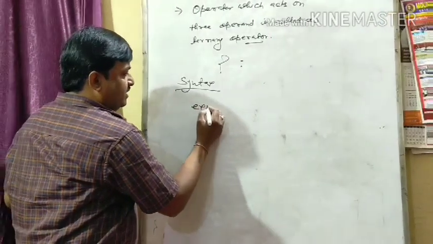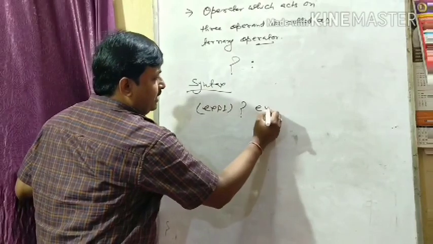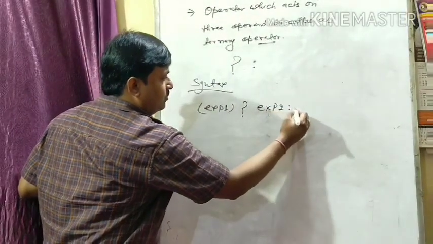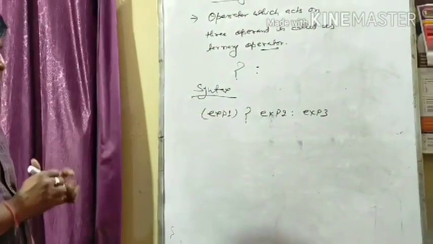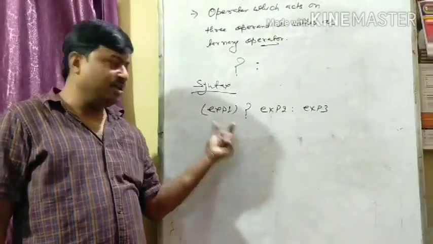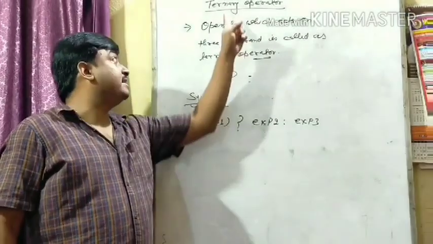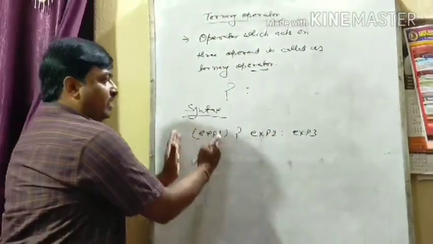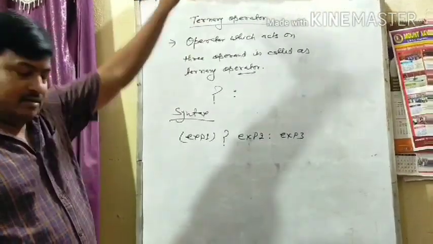Syntax: expression 1, question mark, expression 2, colon, expression 3. Students, see, this is operand 1, this is operand 2 and this is operand 3. Therefore, this operator, the ternary operator, will act on 3 operands. That's why it is called a ternary operator.